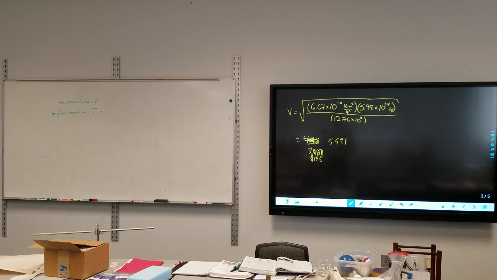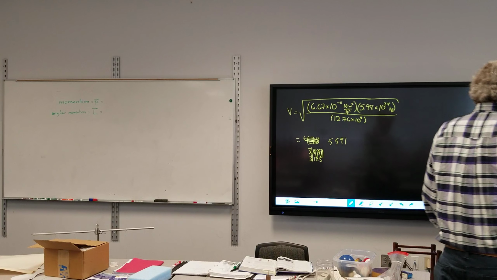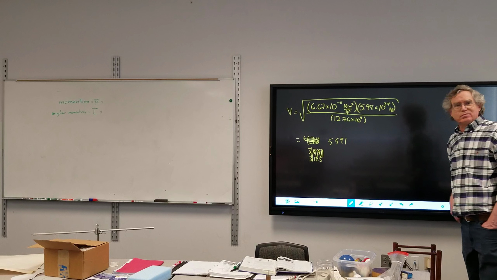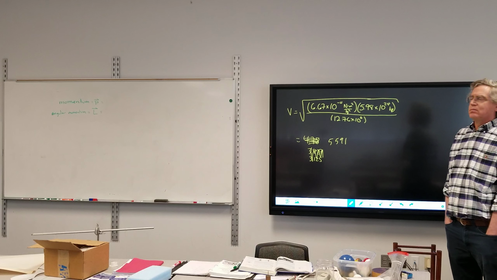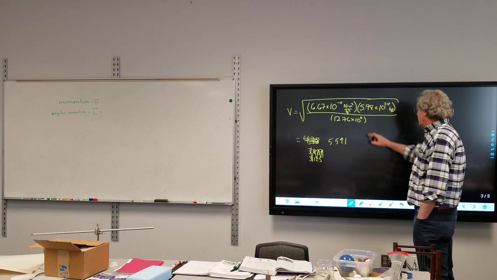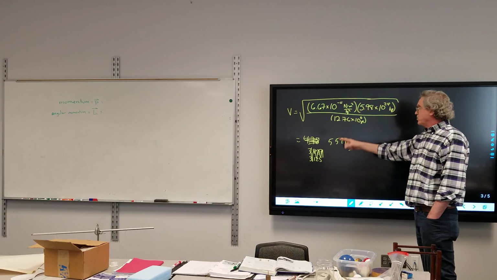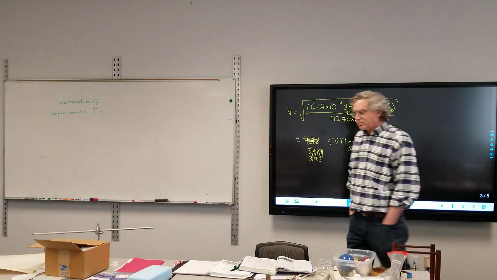What would the units be? Oh yeah, units, we left that off. What would the units be? What is the 12.76 times 10? That's meters per second. Meters per second. Yeah. We found a speed, so meters per second.